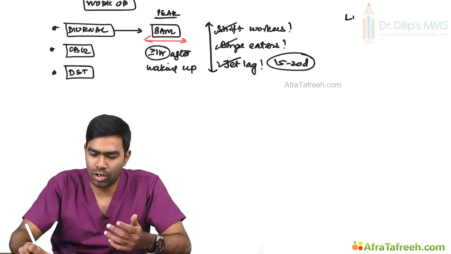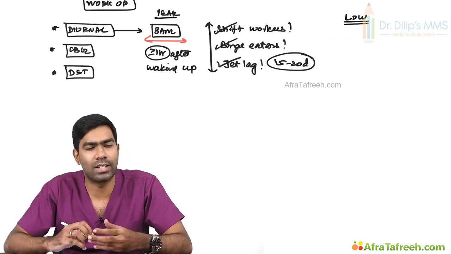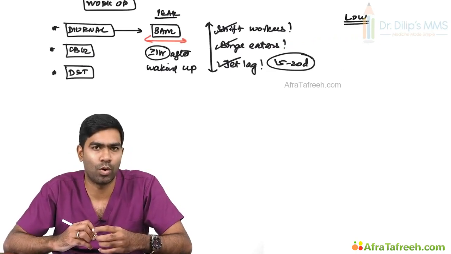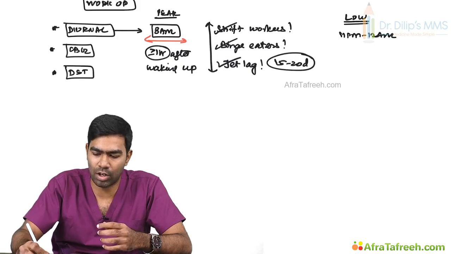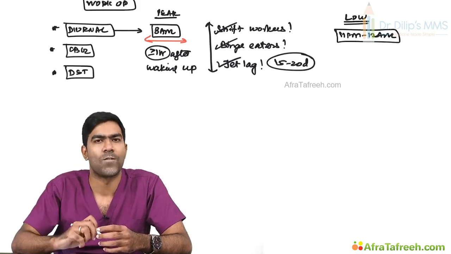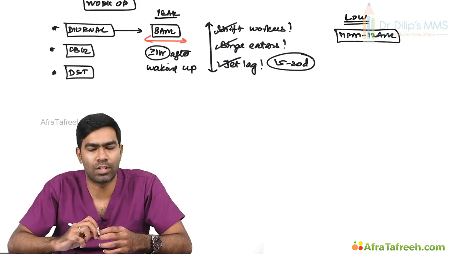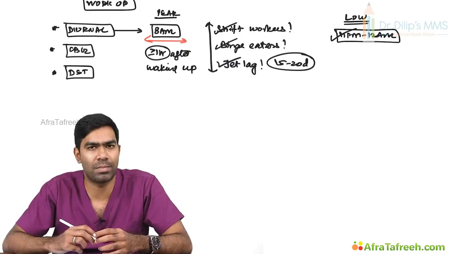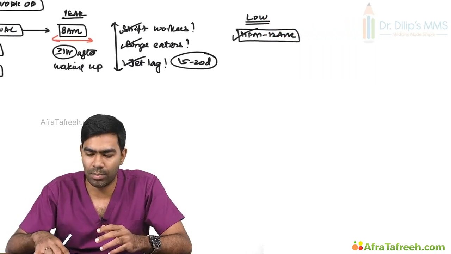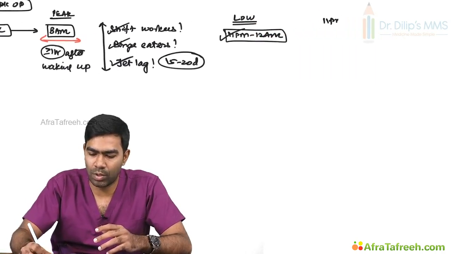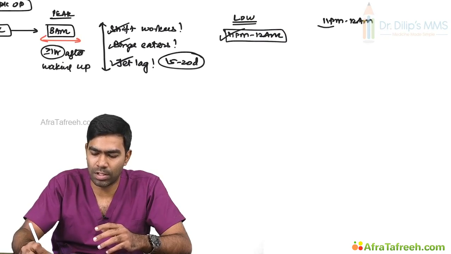And where will the cortisol be low? What will be the time when the cortisol and ACTH will be at rock bottom? Usually at around 11 PM to 12 AM. This is the time where cortisol and ACTH will be at their low. And this is obviously the best timing for checking serum cortisol if you are suspecting Cushing syndrome. Remember, 11 PM to 12 AM, usually your cortisol must be low.